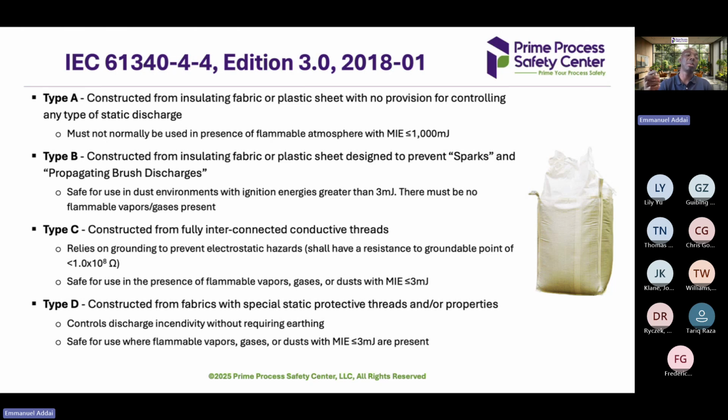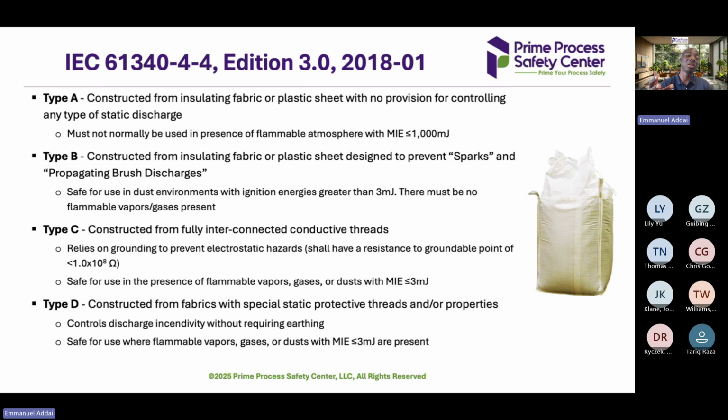For example, if the minimum ignition energy of the material is greater than 1,000 millijoules, you can use type A. But if the minimum ignition energy of the material is less than 1,000 and down to 3, then you can use either type B, C, or D. And normally, as you go down, it becomes more expensive. So you need to choose wisely.